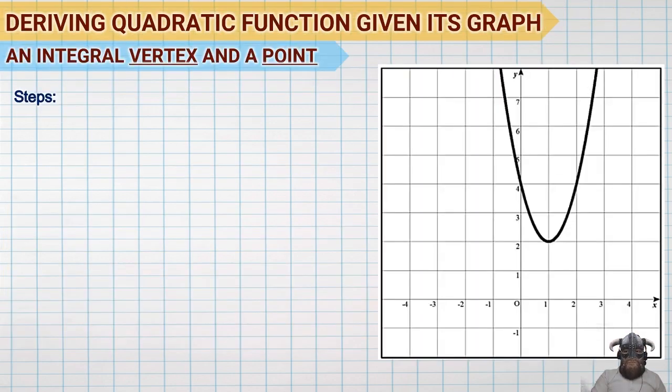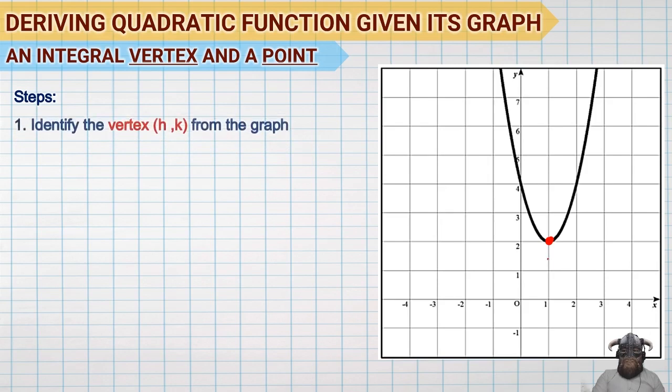So, as we start, let's try to have the steps in deriving the quadratic function given its graph wherein the vertex is integral. So, katulad nito, makikita mo siya dun sa mga intersection ng grids natin, whole number yung vertex niya. So, madali siyang i-identify. And we also try to consider another point on the graph.